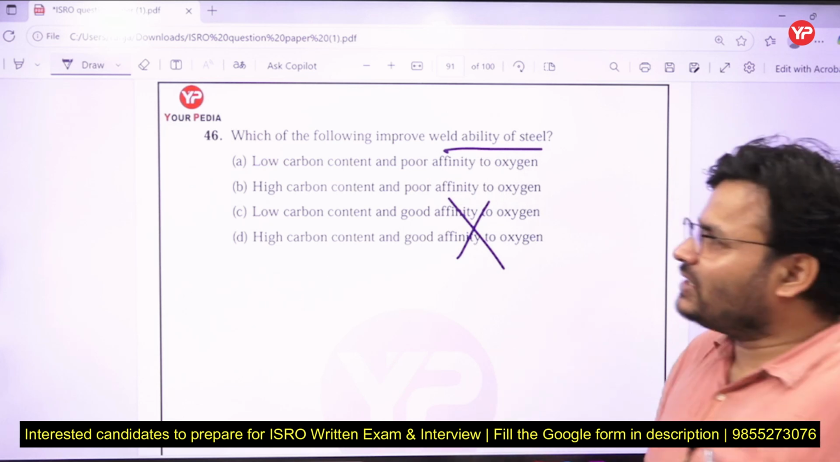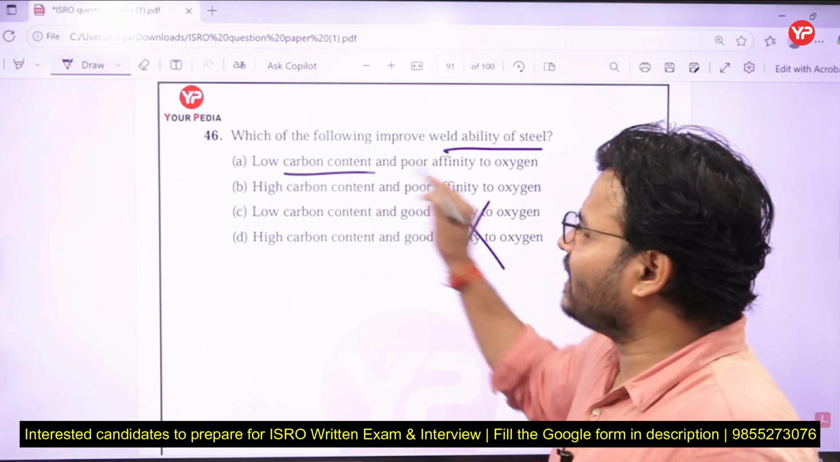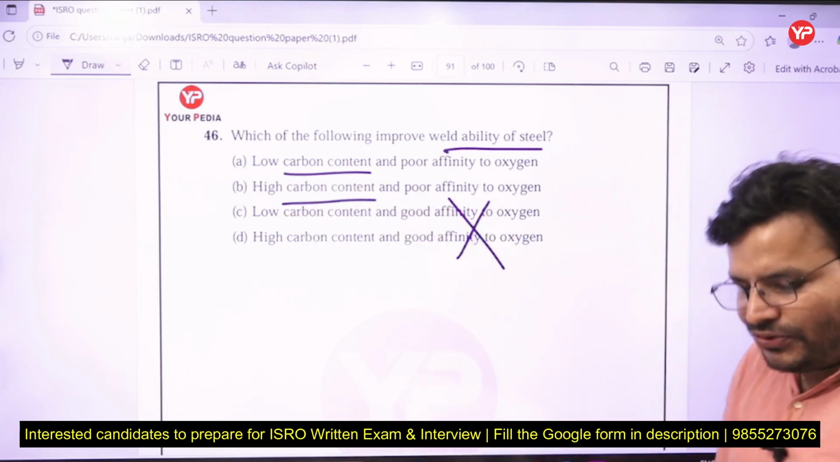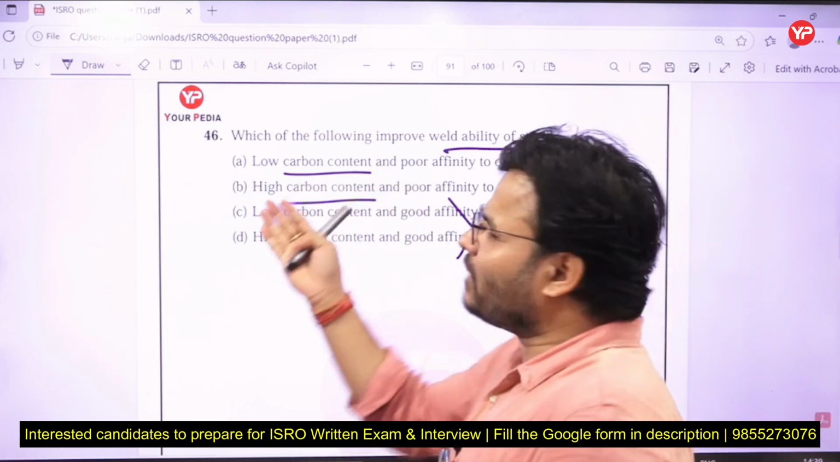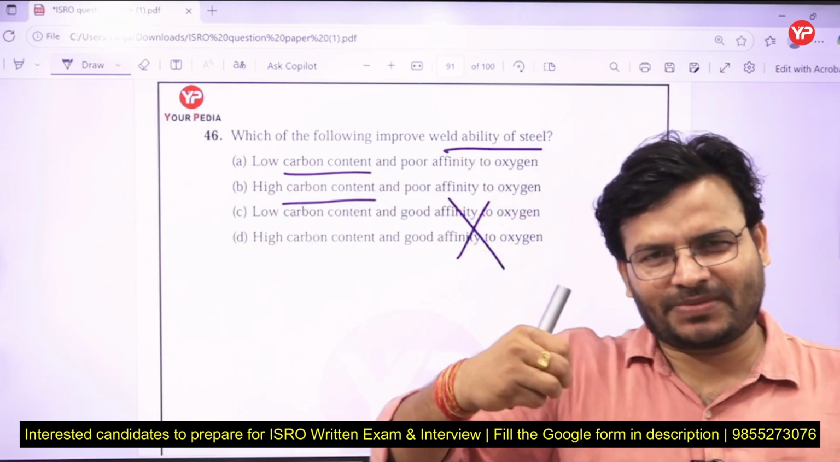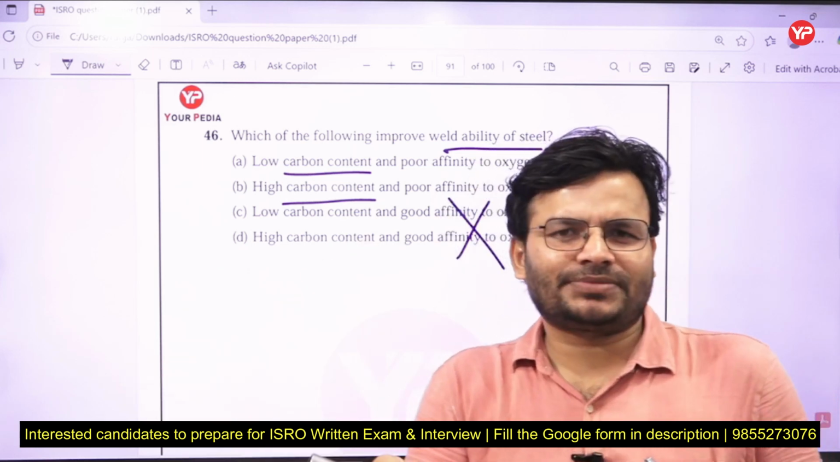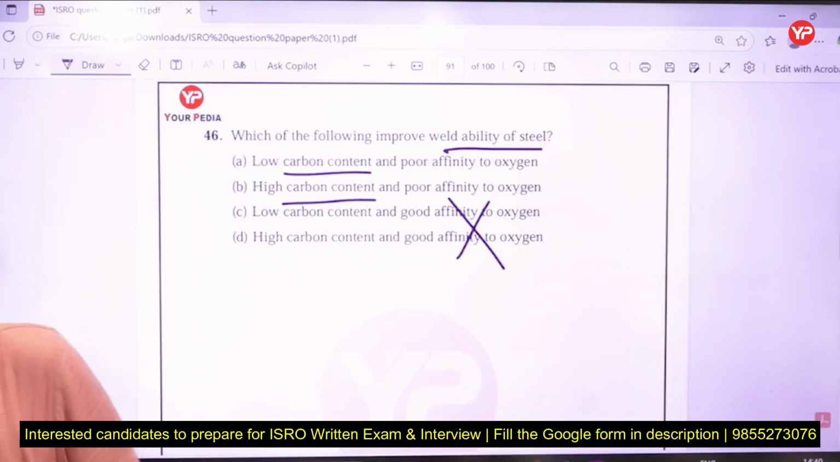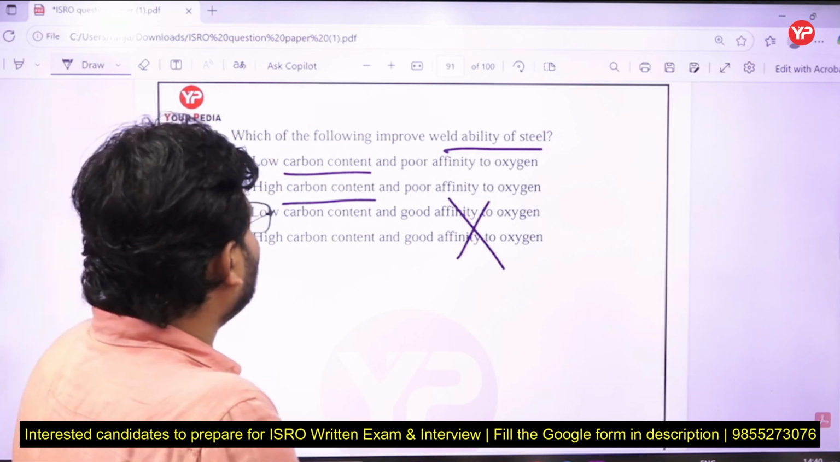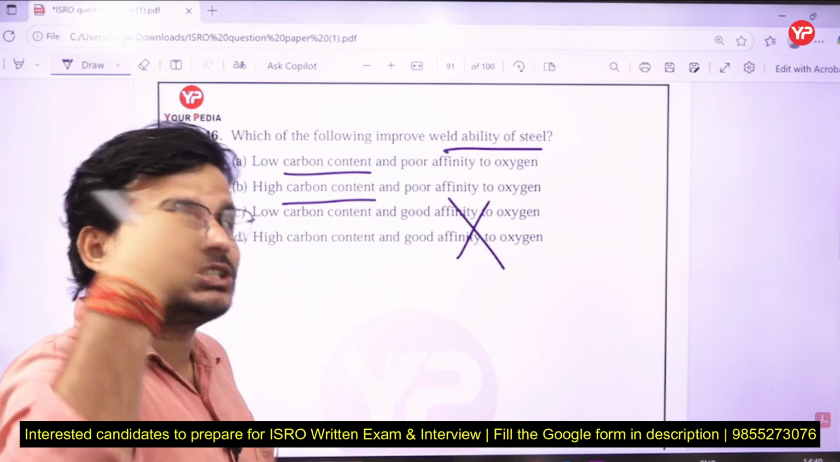Now my dear friends, if you talk about low carbon content and high carbon content, low carbon content improves weldability because it reduces the hardness and brittleness of the weld and heat affected zone. It reduces because in low carbon content the percentage of carbon is less. So if the percentage of carbon is less, it will be less brittle. They are not making the joint too much more brittle.